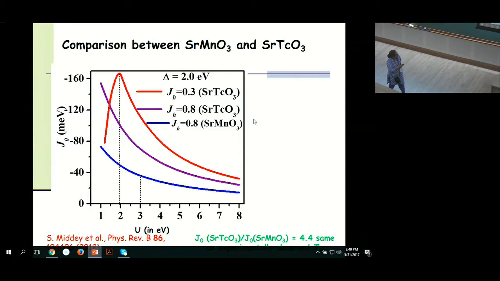This is the result for strontium technetium oxide, as well as the result for strontium manganese oxide, which has a Hund's coupling strength of about 0.8 eV, whereas in strontium technetium oxide we expect the Hund's coupling to be about 0.3 eV. Indeed, taking a U of about 2 eV for strontium technetium oxide and a U of about 3 eV for strontium manganese oxide, we can get the correct ratio of the Néel temperatures.